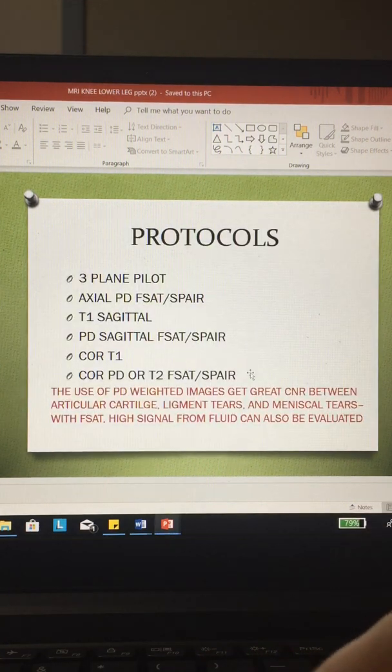So what kind of protocols do we use for a knee? We always do a 3-plane. We'll do an axial. Many times we'll do a PD fat sat because again, what is the PD going to show us? That articular cartilage the best. Then we do T1 coronals, we can do PD sagittals, or maybe a T2 sagittal, and then we do coronals as well, okay?